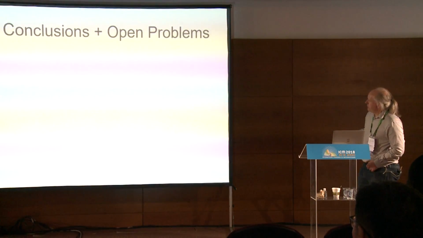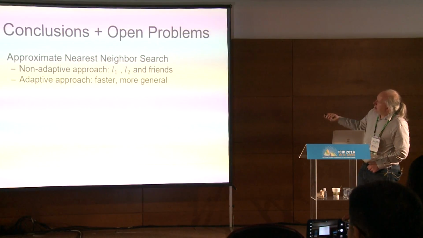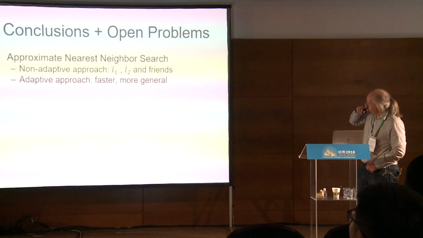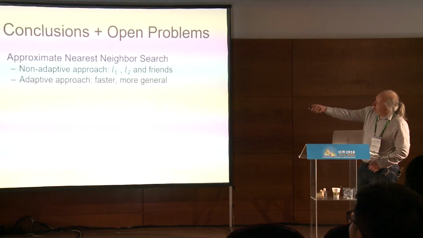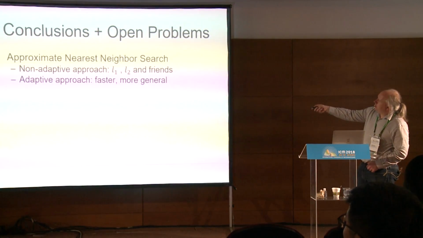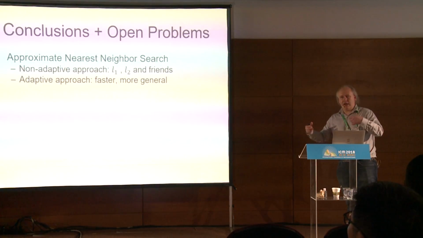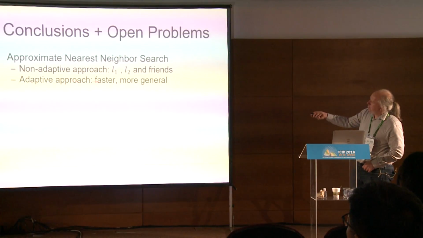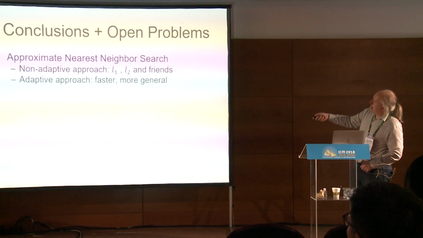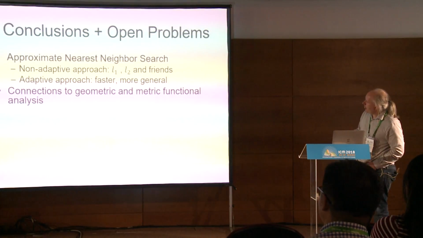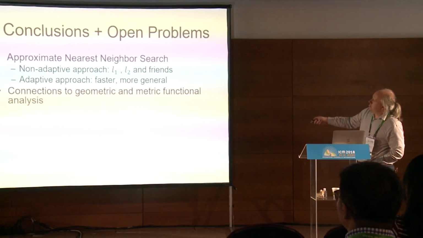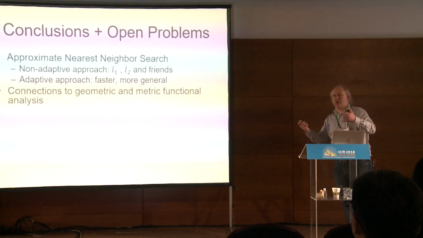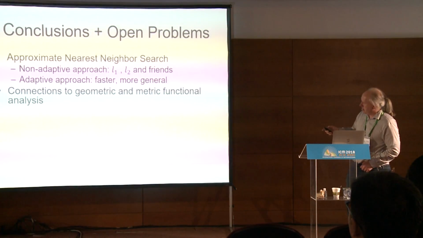All right, so that's the end of my talk. So just to conclude, what I described are approximate nearest neighbor search data structures. I described the work done over the last couple of decades, and we have seen these slightly older non-adaptive methods, which work for L1, L2, and relatives, but they have some limitations. And we have also seen a more recent adaptive approach, which led to faster algorithms and more general algorithms. And also outlined strong connections to geometric and metric functional analysis, right? We use Johnson-Lindenstrauss theorems and many other things, right, which are very useful to design algorithms here.